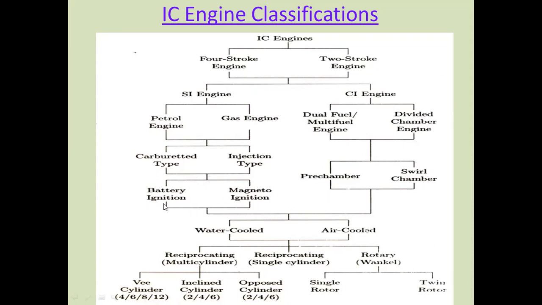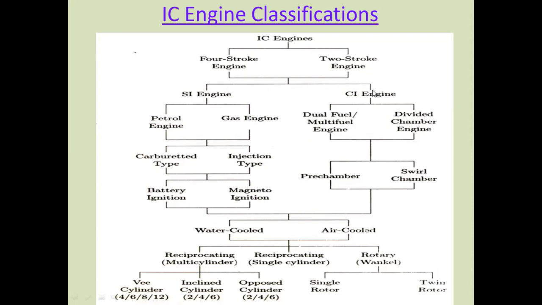So for that condition, we can use the battery ignition system or coil ignition system. Another system is the magneto ignition system, with the help of the fixed magnet and armature used to produce around 20,000 to 30,000 volts from the spark plug.